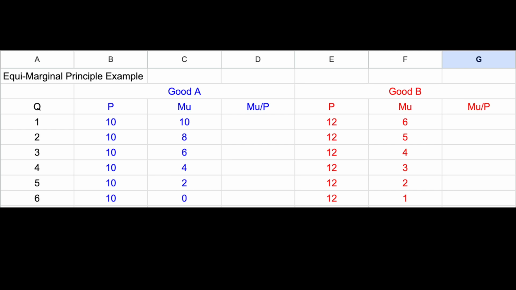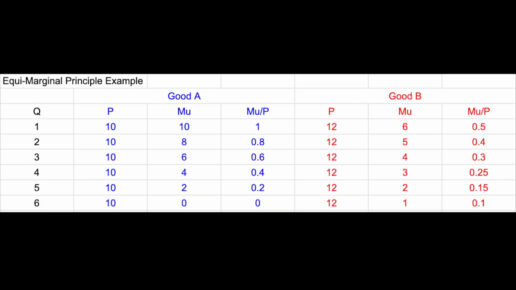So on the table that I've got here on this slide, you can see different quantities of goods A and B from 1 to 6, and the price of good A is always 10, and the marginal utility of good A falls from 10 to 0. That's because of the law of diminishing marginal returns. And again, with good B, we can see the price is always 12 and the marginal utility falls from 6 to 1.